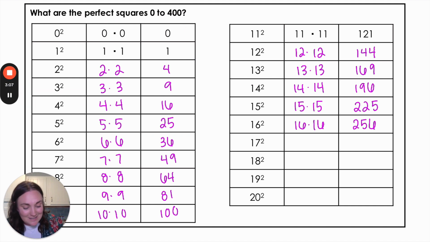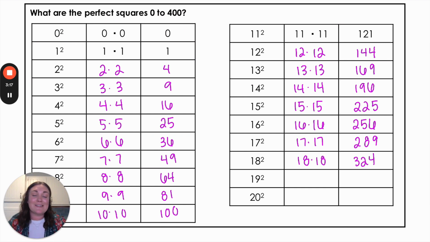17 times 17 is going to give us 289. 18 times 18 is 324. 19 times 19 is 361. And 20 times 20 is 400.